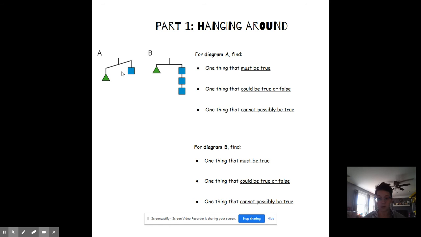One thing that cannot possibly be true, well, the square can't be heavier than the triangle because it's obviously lighter based on that balance, and it also can't be the same weight as the triangle because they don't balance themselves.